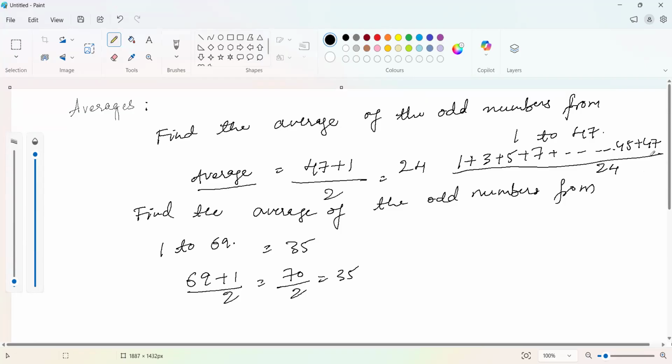So you can do this calculation also. Okay, here also the same thing. Instead of doing the lengthy calculation, you can just use this formula: the last number plus the first number divided by 2. Okay, you will get 35. You can cross-check if you want whether the answer you have calculated is correct or not.